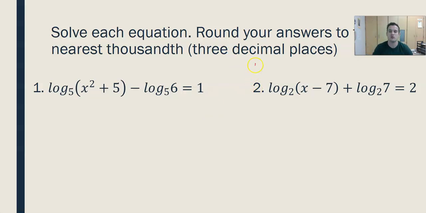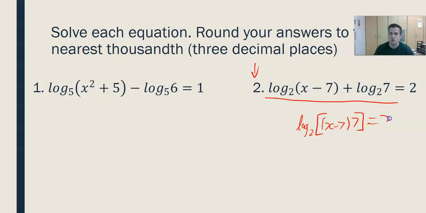Again, I'm going to go to number 2 next, and then we'll do number 1. So again, this one right here, I can condense those logarithms together. Log base 2 of (x minus 7) times 7 equals 2. Then I can change this log into an exponent equation. (x minus 7) times 7 is equal to 2 to the second power, or 2 to the second power is 4.